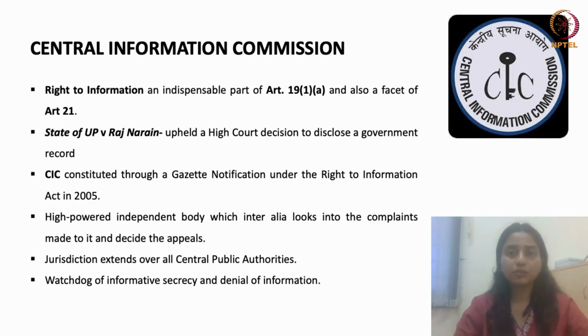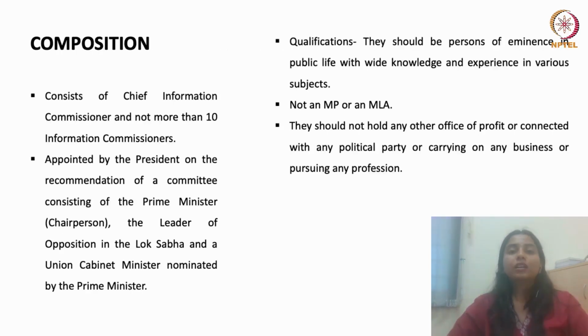So Central Information Commission and State Information Commissions are bodies established by the RTI Act to ensure that the public receives proper and adequate information in a timely manner under the RTI applications made by them. Coming to the composition of Central Information Commission, it consists of one Chief Information Commissioner and not more than 10 information commissioners. So when CIC was established initially, it had one Chief Information Commissioner and a total of 5 information commissioners, including the Chief Information Commissioner.